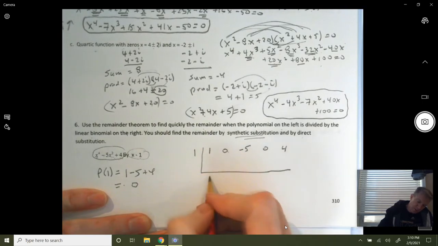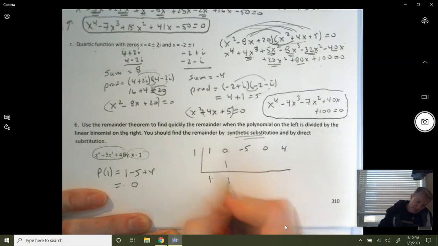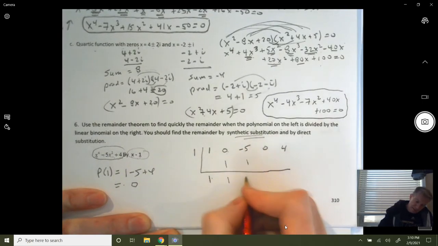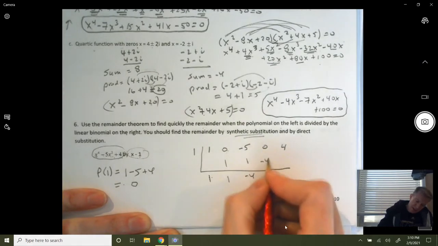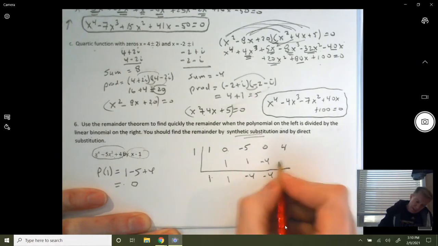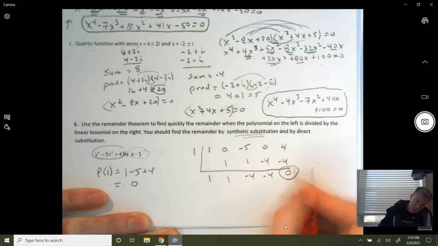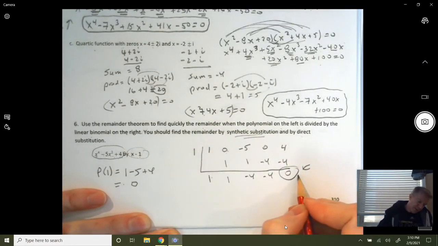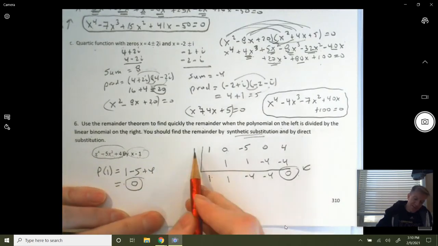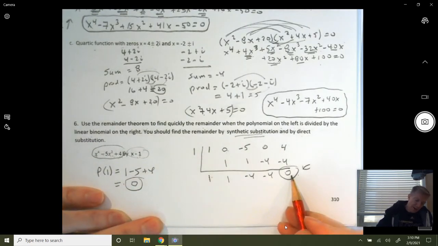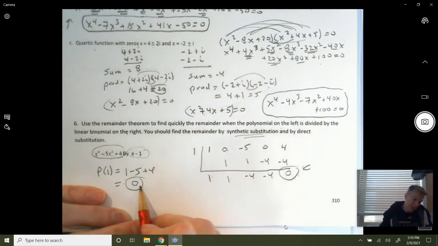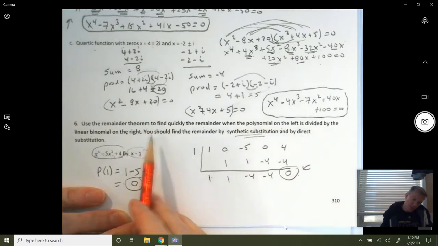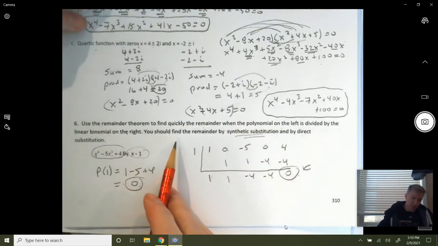Bring down the 1, multiply, add, multiply, add, multiply, add, multiply, add. Boom. That's our remainder. We can do this by synthetic substitution or by direct substitution. Either way, we get a remainder of 0. And that's all we have to do there.